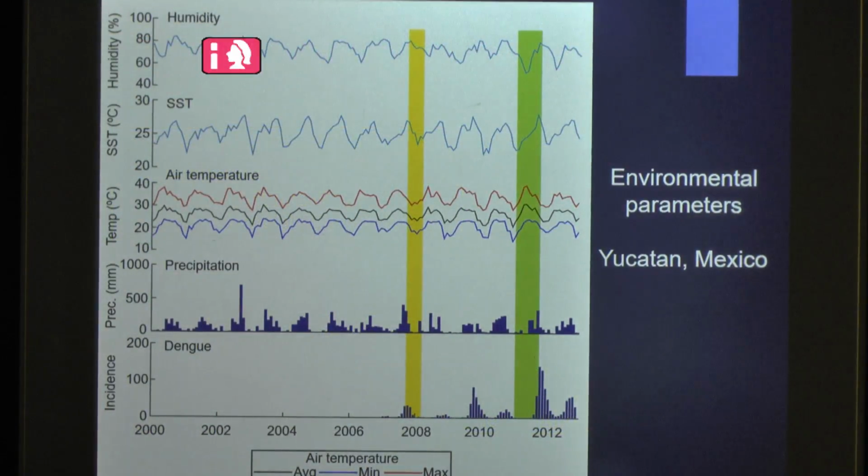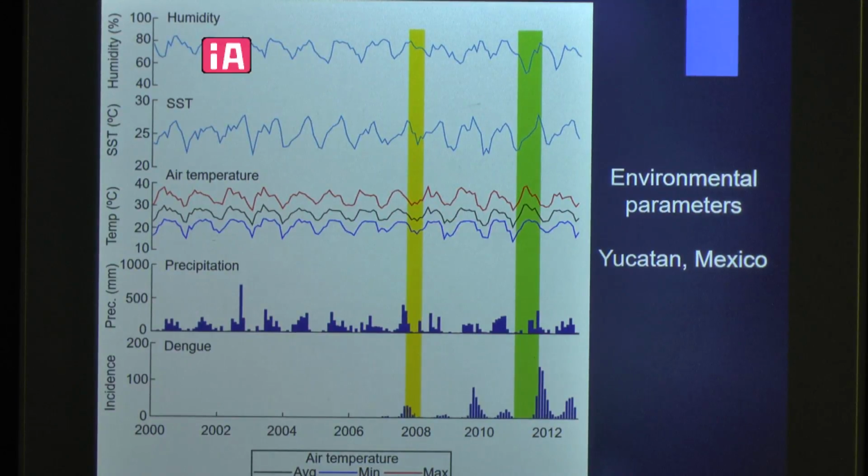This is part of the results, and this is kind of a lot, so I'm going to walk you through it. From top to bottom, we have all of the environmental variables: humidity, sea surface temperature, air temperature, minimum, average, and maximum, as well as precipitation, and all the way to the bottom, dengue fever incidence from 2007 to 2012.